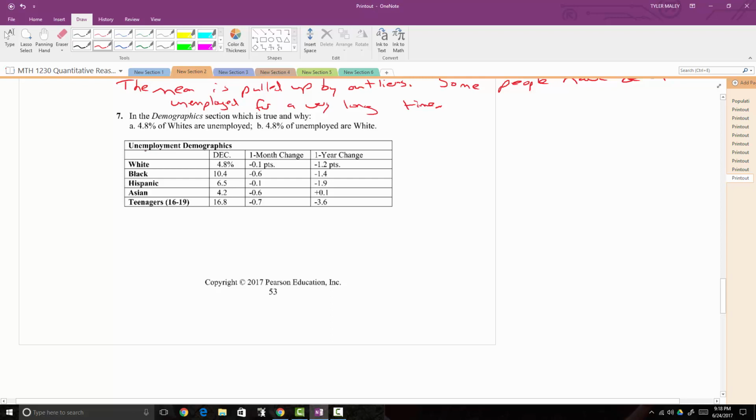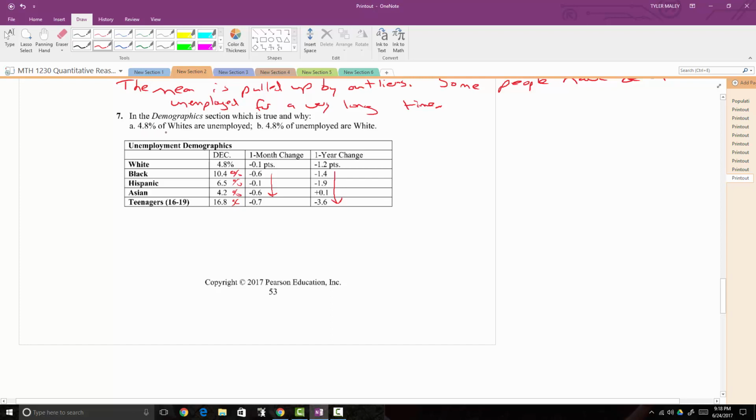If you look at this table, it says unemployment demographics. So we have white 4.8%, black 10.4%, Hispanic 6.5%, and so forth. When you have the unit at the top, it implies that all of these are the same unit. So all these are percent. If you didn't notice that before, that's true. Or like here in this column, the first one is labeled as points, so all of these are points. That's what's implied. So we need to try to figure out which one is true.